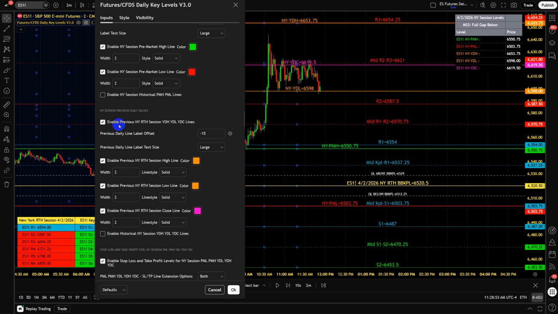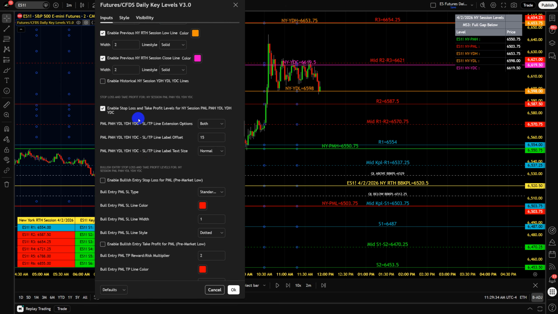Now we have the same section for previous YDH, YDL, and YDC lines. This is set to minus 15. So again, this is 15 bars in the middle to the left of current price action. You can change this to something different, obviously, like all the other ones if you want. And this has all the same inputs as the PML and PMH. Also, you can enable historical NY session YDH, YDL, and YDC lines as well, which we'll go over once we get to that particular section.